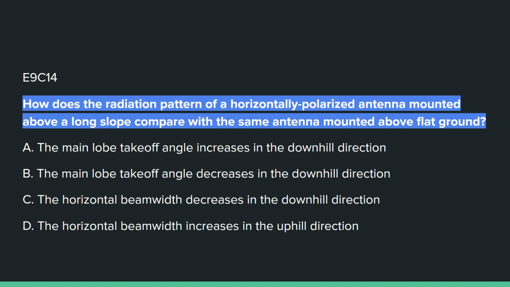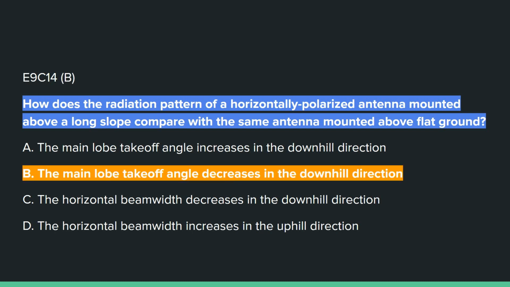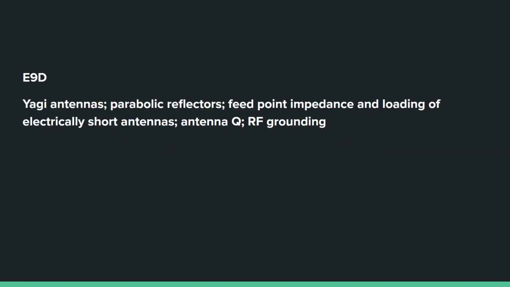E9C14, how does the radiation pattern of a horizontally polarized antenna mounted above a long slope compare to the same antenna mounted above flat ground? B. The main lobe takeoff angle decreases in the downhill direction. E9D: Yagi antennas, parabolic reflectors, feed point impedance and loading of electrically short antennas, antenna Q, and RF grounding.